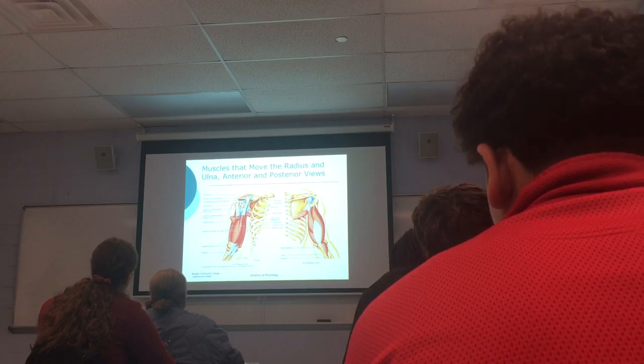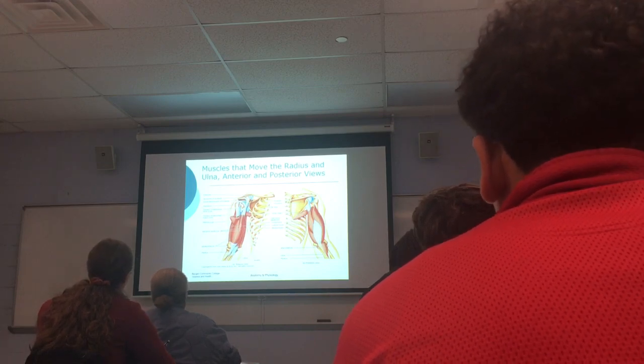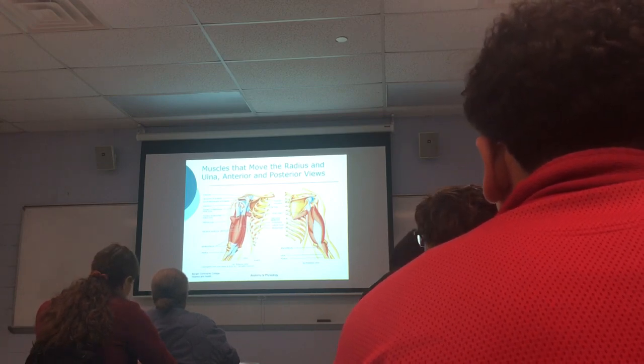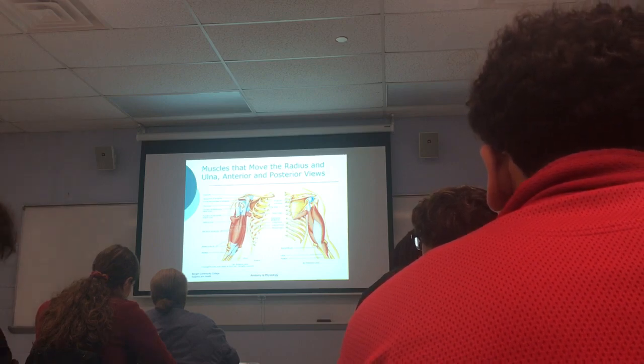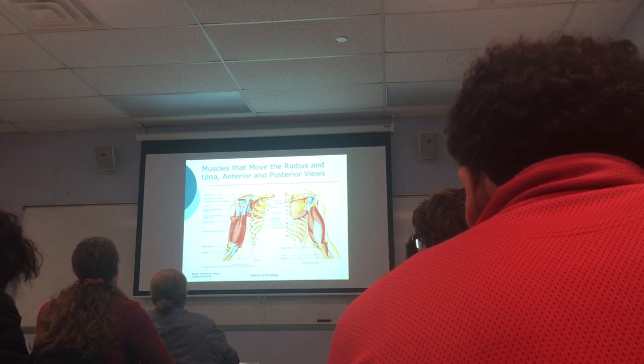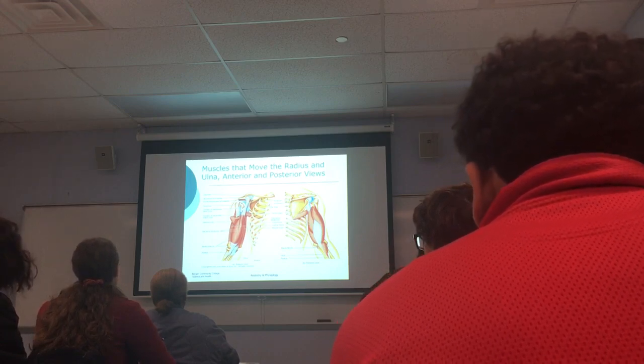And then it's going to insert into the radius. So it does flexion and supination. Okay? So remember we talked about stabilizers? Look at the tendon of the pectoralis major muscle. It stabilizes the biceps brachii muscle.